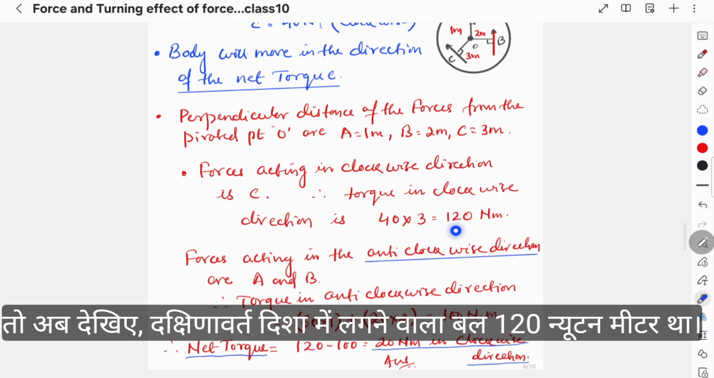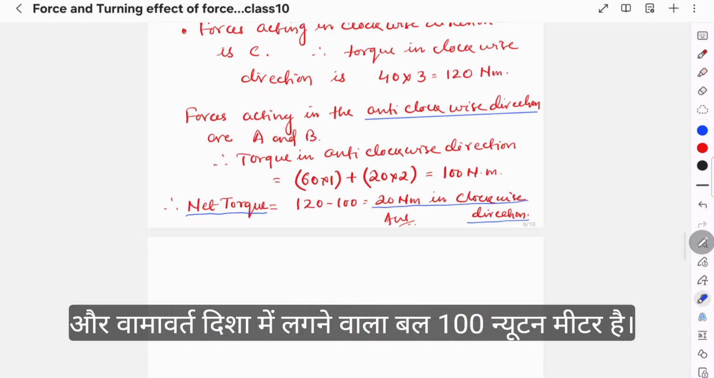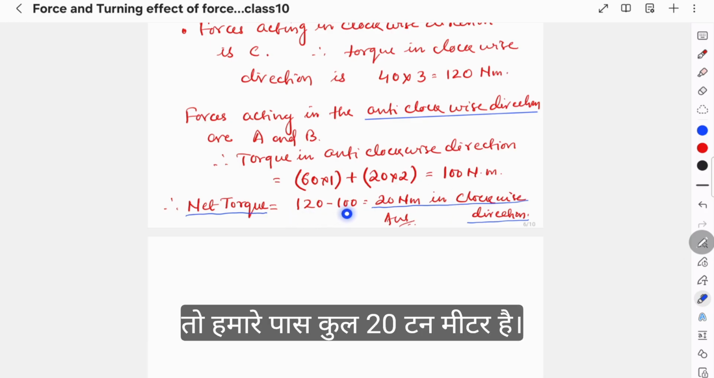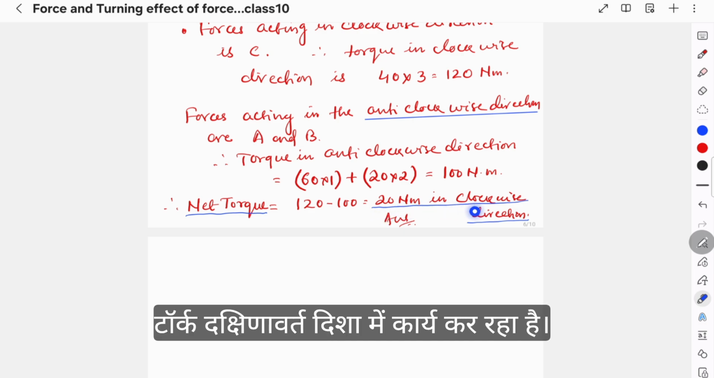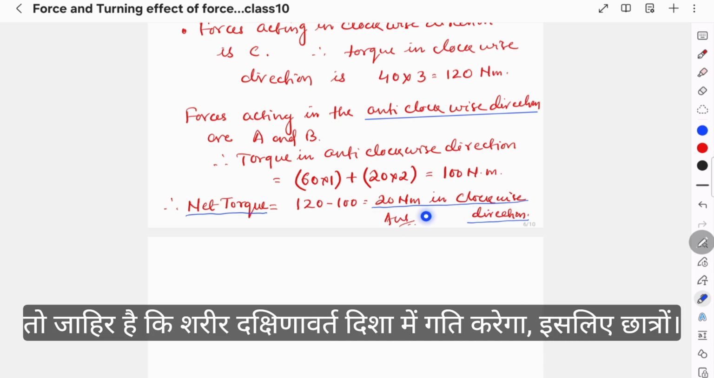So now see, the torque acting in the clockwise direction was 120 Newton meter, and the torque acting in the anti-clockwise direction is 100 Newton meter. So we have a net of 20 Newton meter torque acting in the clockwise direction. So obviously the body will move in the clockwise direction.